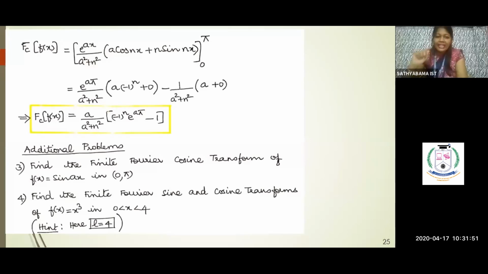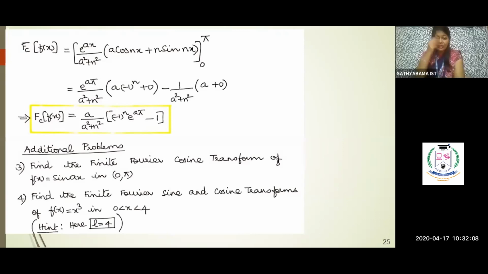What is common for both the terms? A divided by a square plus n square is common. So I've taken that common. So what am I left with? Minus 1 power n into e power a pi for the first term. For the second term, it's simply minus 1. So that's the finite Fourier cosine transform of e power ax in the interval 0, pi.